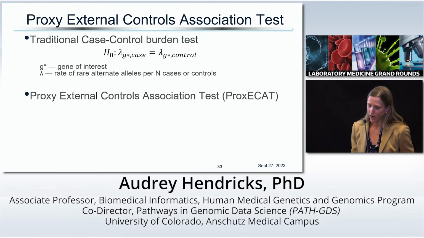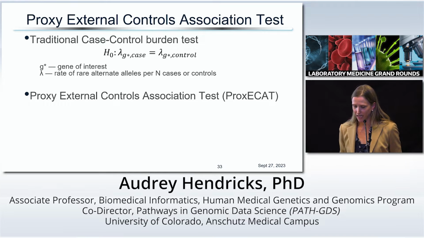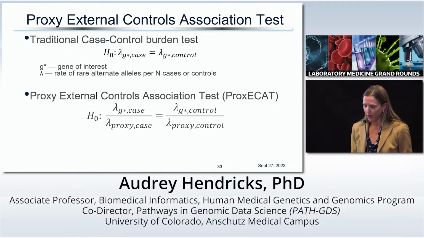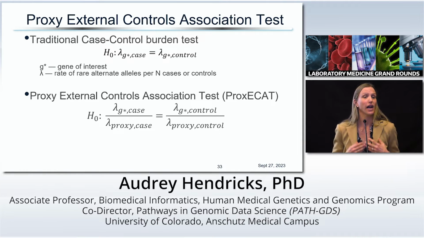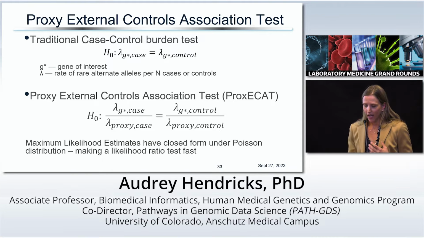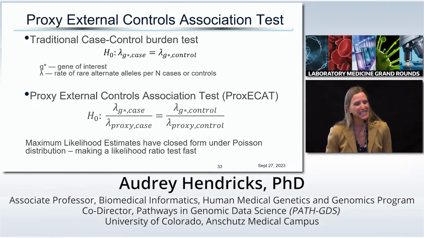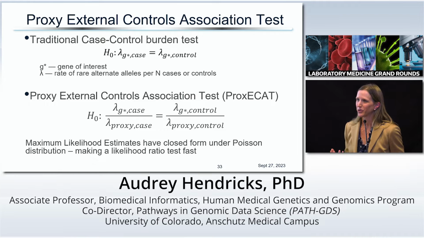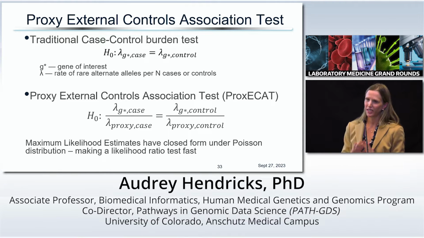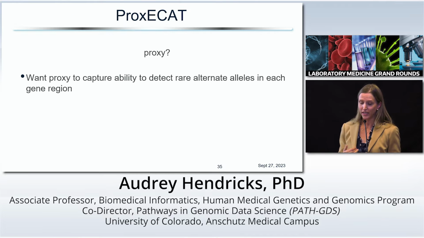So we developed proxy external controls association test. And on our top here, we can see it's very similar to our traditional case control burden test, except for now we're weighting by some kind of proxy in the bottom. And some mathematical niceness here, it turns out that if we make a distributional assumption for the Poisson distribution, it's a really fast and efficient test. So then the question is, what is the proxy that we want to use here?